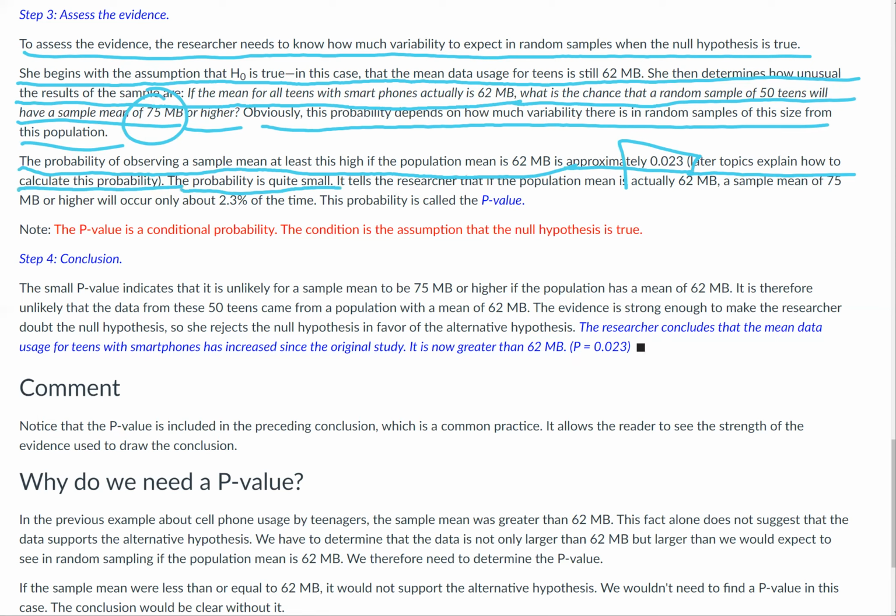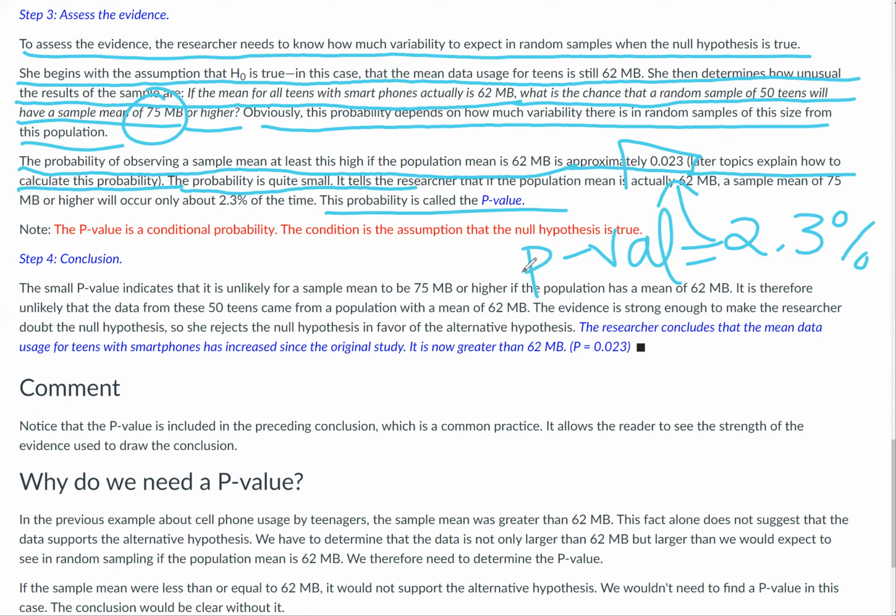The probability is quite small. So 0.023, if you think about that, you move the decimal over, that's 2.3. So you only have a 2.3% chance of getting a value that high or higher, 75. The probability is called the p-value. P-value. Step 4 would be the conclusion.